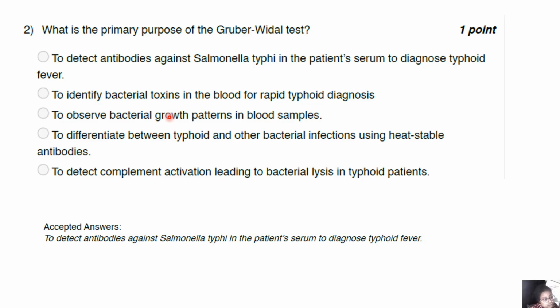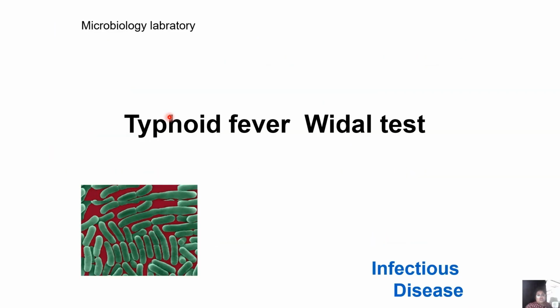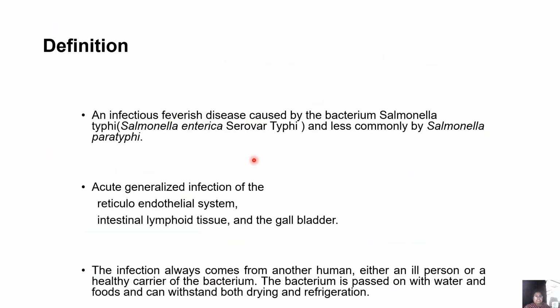Now, what's the clinical use? It is used mainly in resource limited settings and is helpful after the first week of illness. Although not the gold standard, blood culture is preferred in early disease. Now, typhoid is an infectious feverish disease caused by the bacterium Salmonella typhi, Salmonella enterica serotype Typhi, and less commonly by Salmonella paratyphi. It is an acute generalized infection of the reticuloendothelial system, intestinal lymphoid tissue, and the gallbladder.